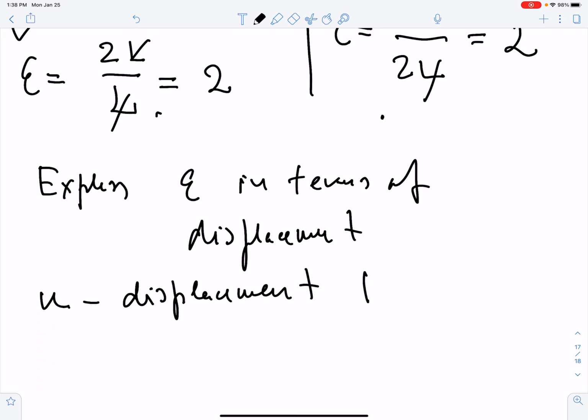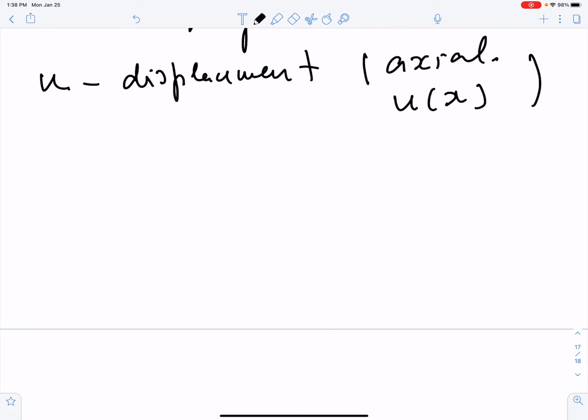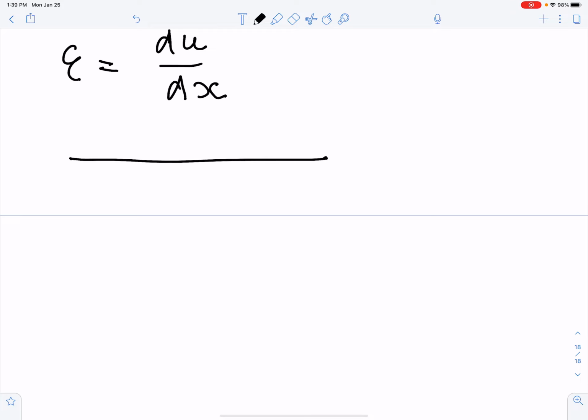Okay, specifically axial displacement, and u is a function of x in this case, right? Then, as you've seen in 310, epsilon can be defined as the rate of change of u with respect to x. Okay, u has dimensions of length, x has dimensions of length, and your strains are non-dimensional.